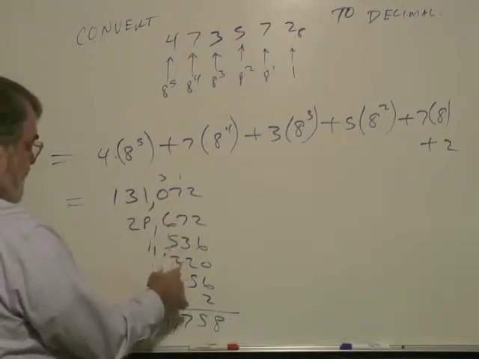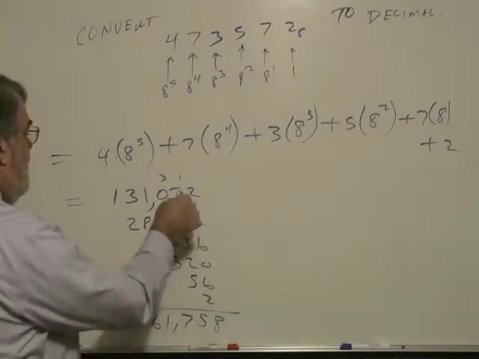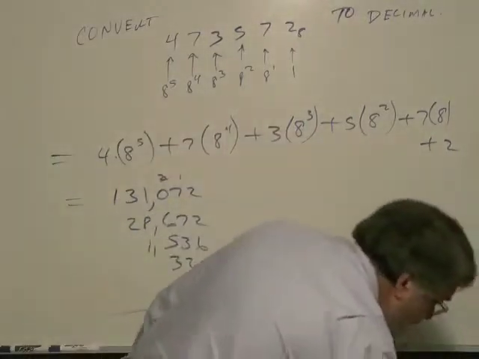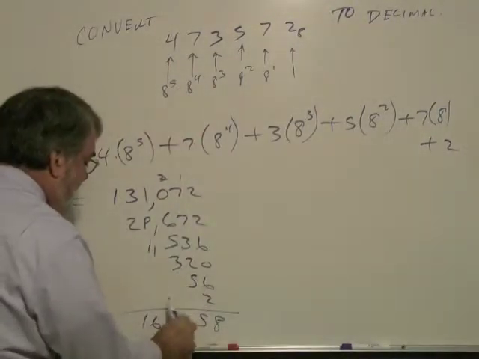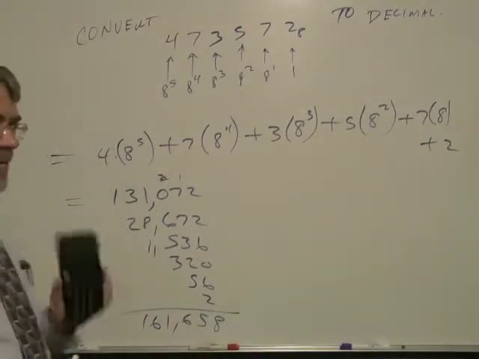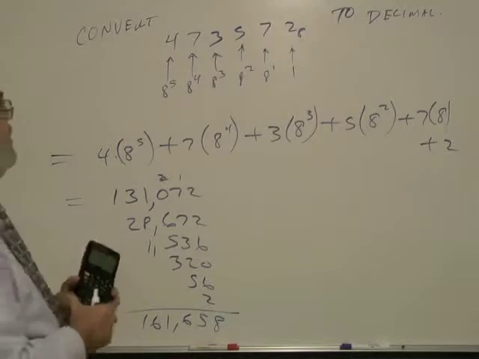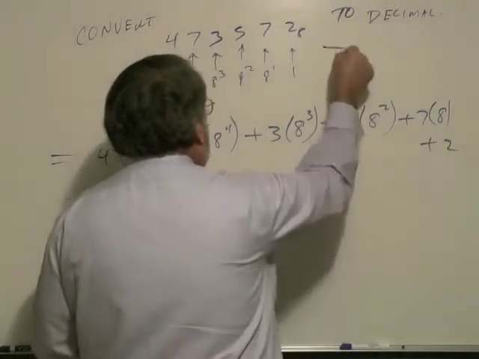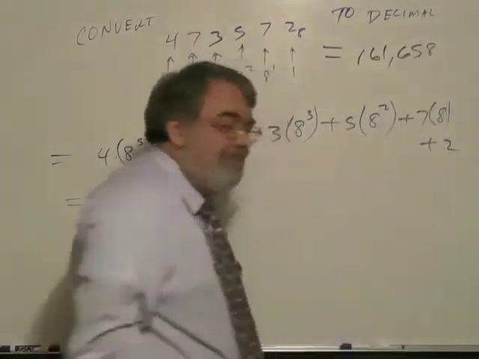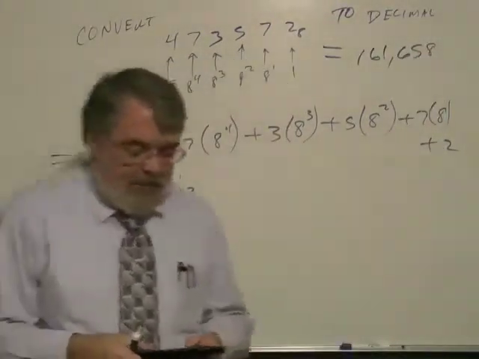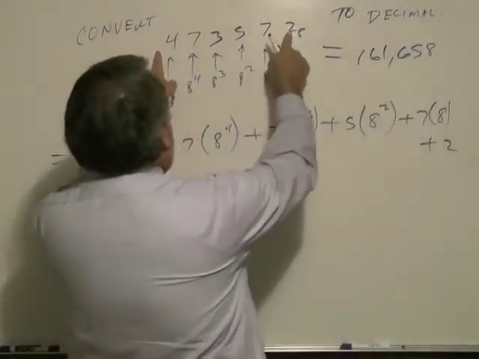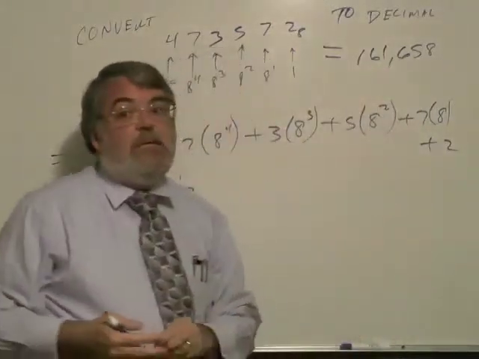3, 9, 14, 17. Yep. What did I do? 8, 18, 25. This should have been a 2 there. So, well, I should use my calculator. Okay. I usually don't mess up like that, but once in a while it happens. So it's good to trust but verify. So this number is equal to 161,658.